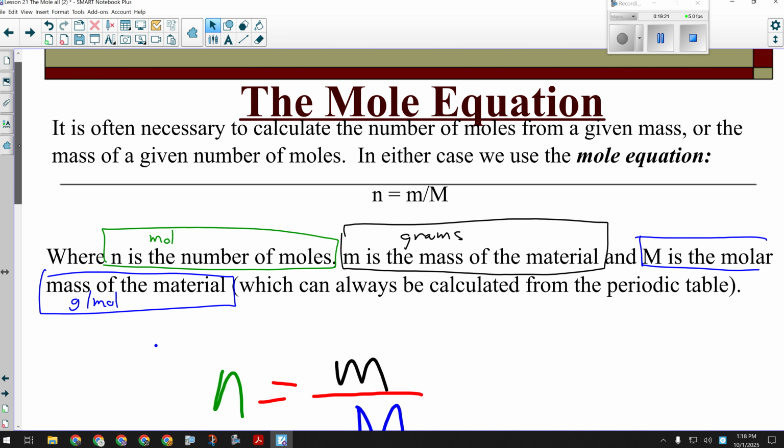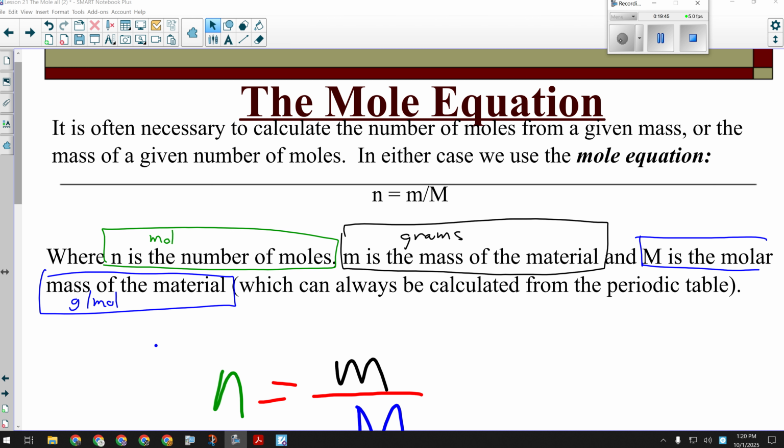All right, so what I need you to do is copy everything that's on this slide right here, okay? Especially these parts where we talk about what each part of that equation is. n is the number of moles, little m is the mass in grams, and big M is the molar mass, grams per mole, that thing we just learned. Okay, I'll give you a minute to get that copied down.